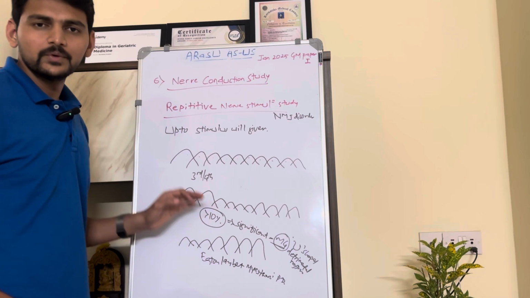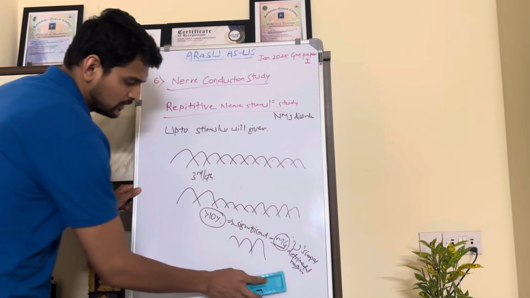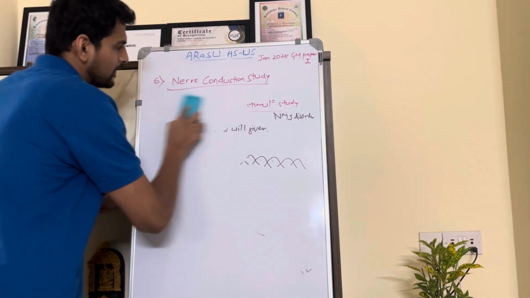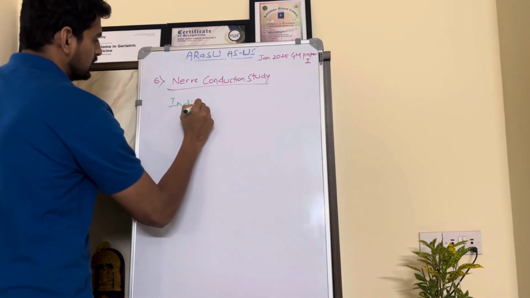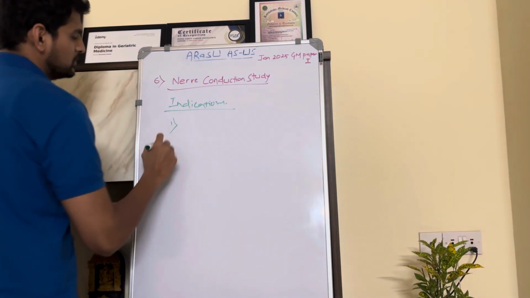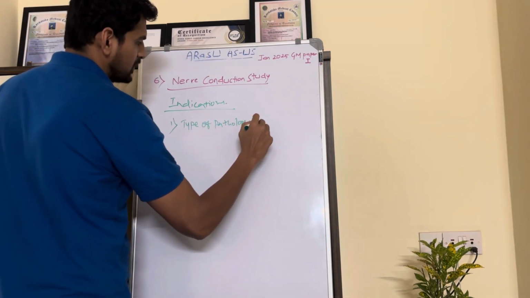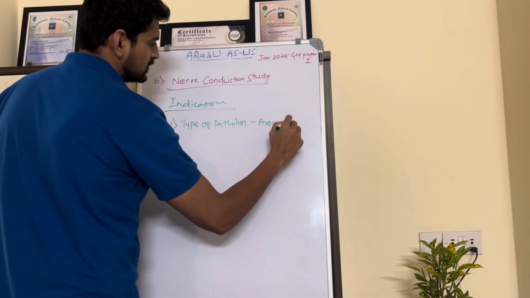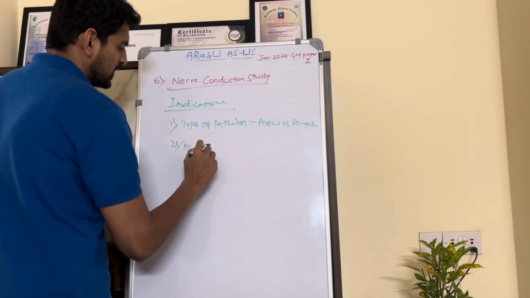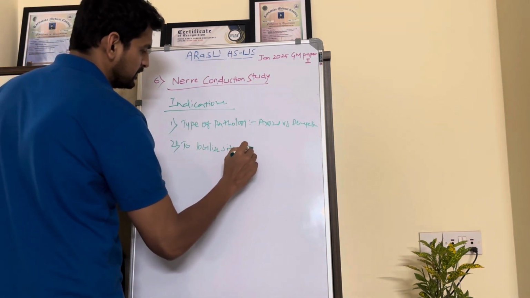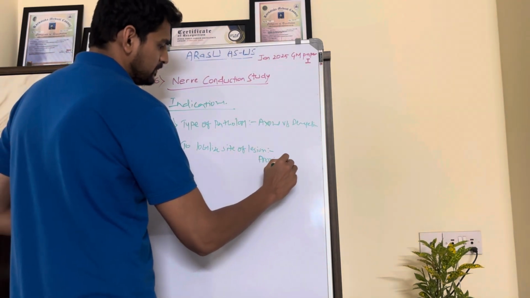I told you in the beginning that once you get to know the procedure, you yourself will write the indications for the nerve conduction study. So to list out the indications now, they are mainly to decide the type of pathology, for example, axonal versus demyelinating disorder. Then to localize the site of lesion, for example, whether it is proximal or distal.